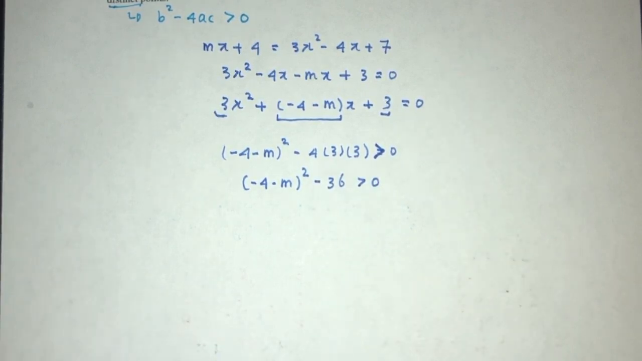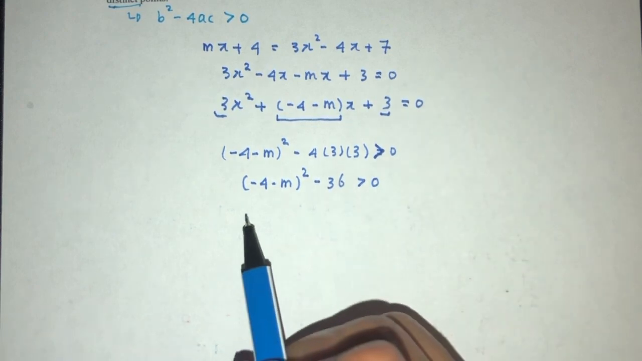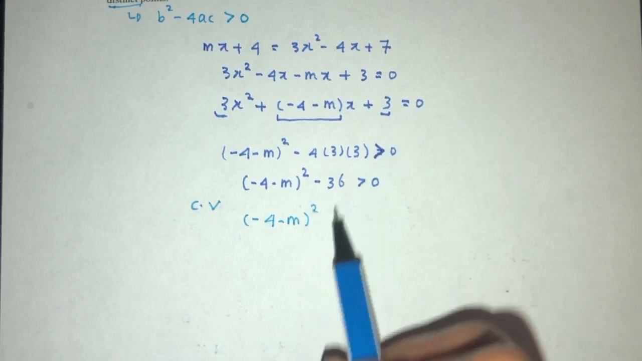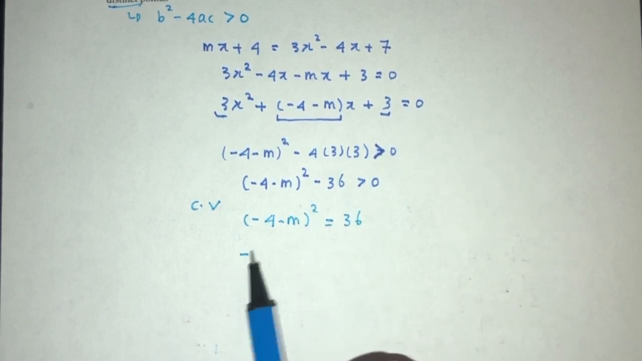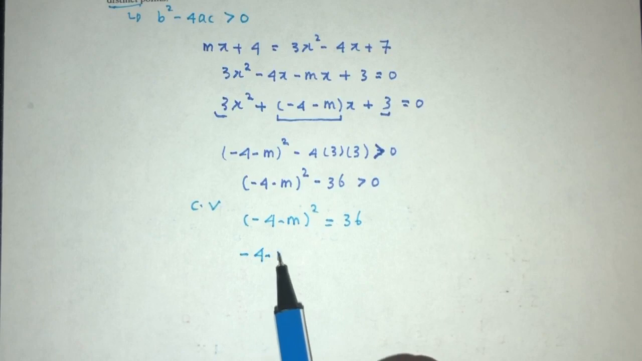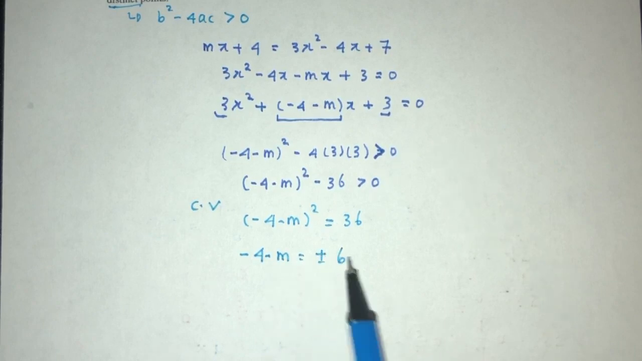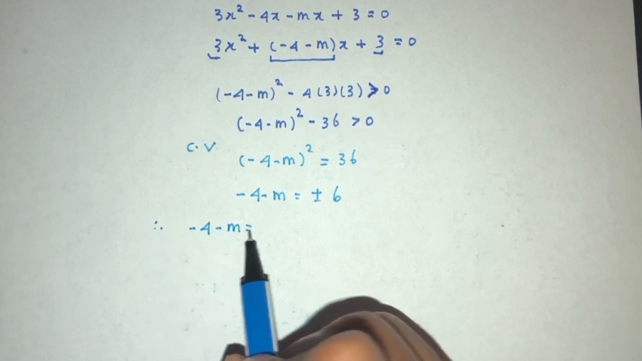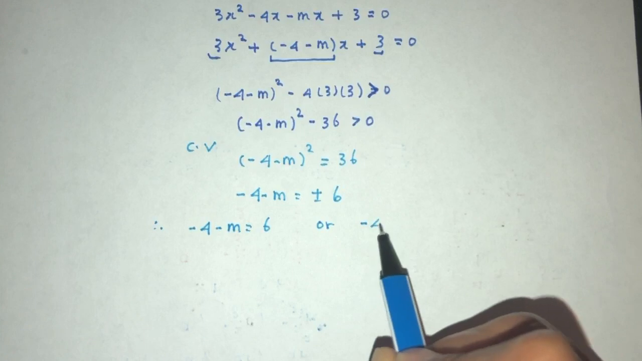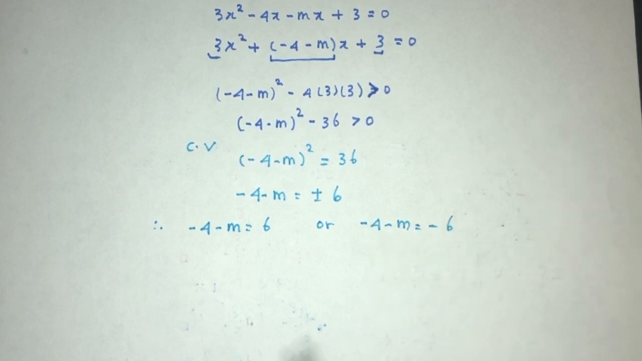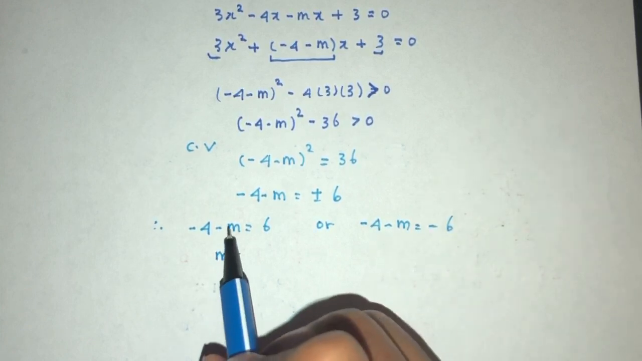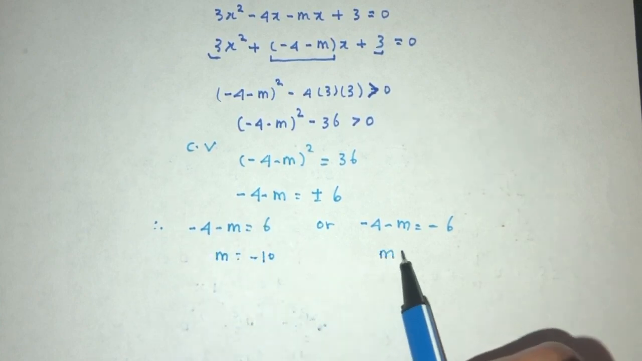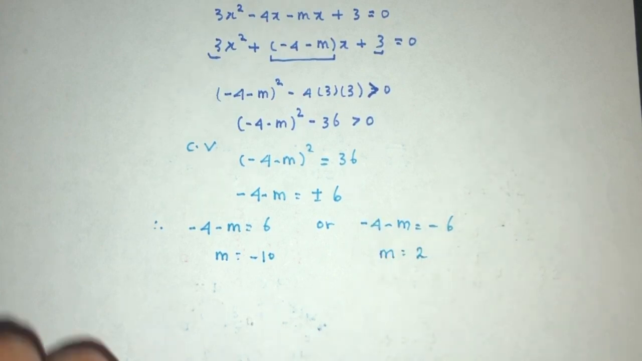Okay, so now we can find the critical values. Let's send this over here. Critical values will be, we just change the sign to an equal sign, 36, which means minus 4 minus m has to be plus or minus 6, right? Now one by one, minus 4 minus m is plus 6, or minus 4 minus m is minus 6. So m can be, send this over here, minus 6 minus 4, which is minus 10. Same steps, send this over here, should be 2. These will be the critical values.